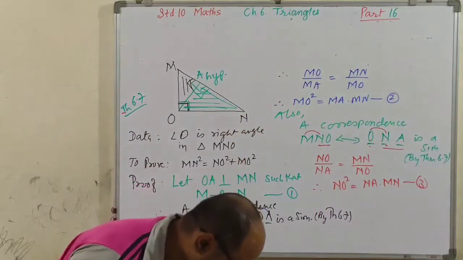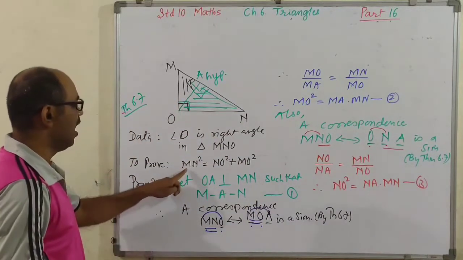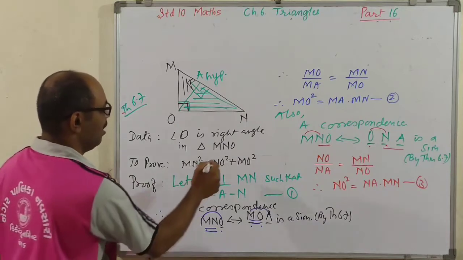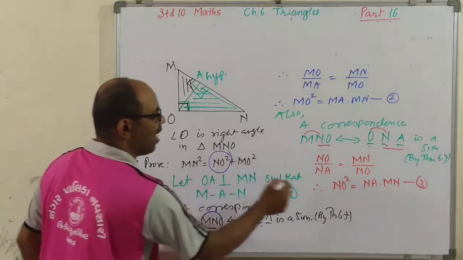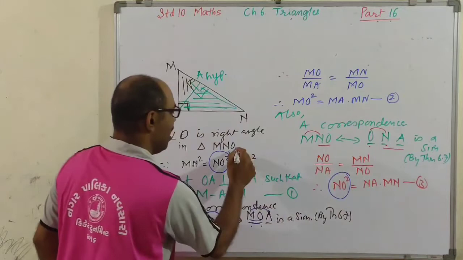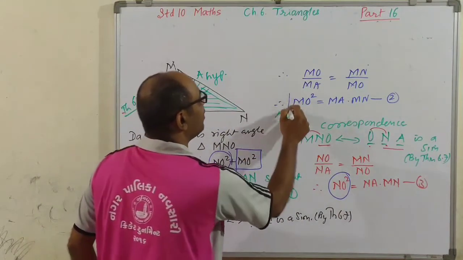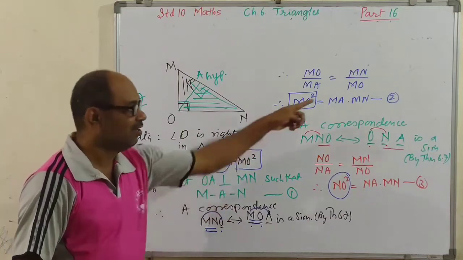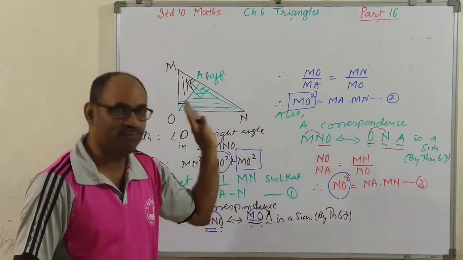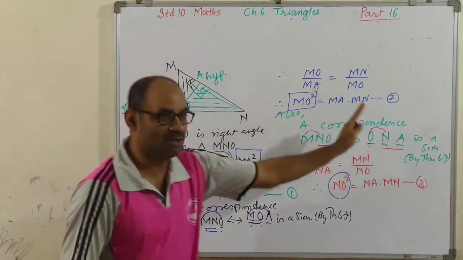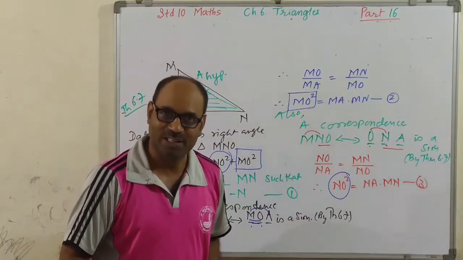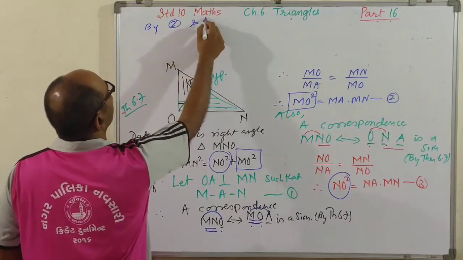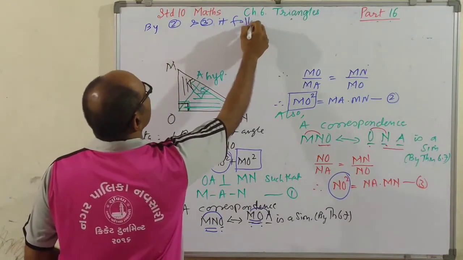We are done now, children. What we have to prove? MN square is equal to NO square plus MO square. Now look here. NO square is here, MO square is here, and we have to add them. So by 2 and 3, sum of left hand side is equal to sum of right hand side using Euclid's property. So I'll write here by 2 and 3, it follows that.